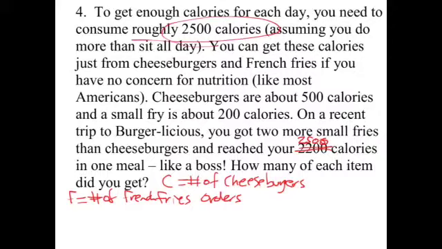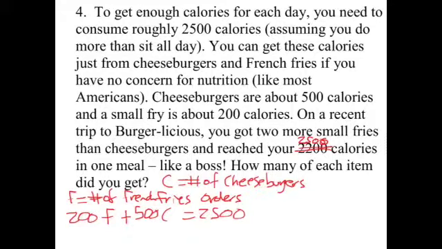Our total is the 2,500 calories, and the way you're going to get 2,500 calories is by eating some cheeseburgers and French fries. Well, how many calories do you get from a cheeseburger? You need to take that number and times it by the number of cheeseburgers you eat. So 500C, 500 times C, and you have to take 200 and times it by the number of small fries, and that gives you the calories from the French fries. So here's my first equation.